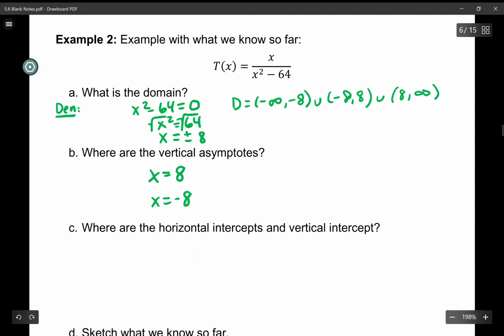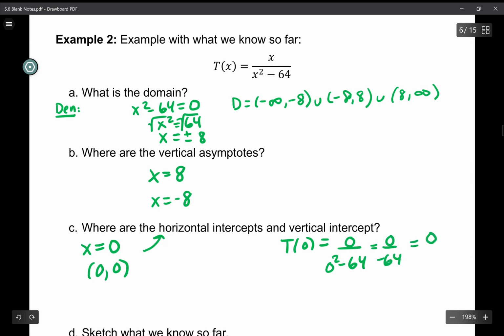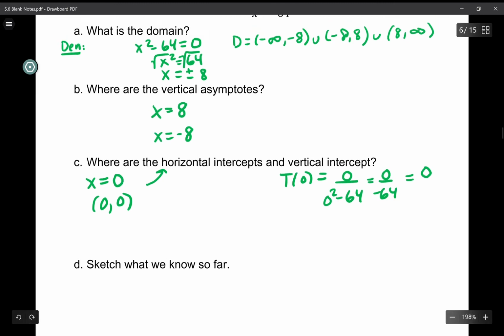What are the horizontal and vertical intercepts? Remember, the horizontal intercepts are where the numerator equals 0. In this case, the numerator is just equal to x, so x equals 0 is our horizontal intercept. That's going to be the point over 0 up 0. And luckily, that's going to be our vertical intercept as well. But let's just find t of 0. That's the process. And that's equal to 0 over (0 squared minus 64), which is 0 divided by negative 64, which is 0.